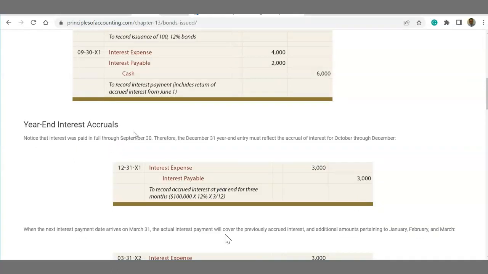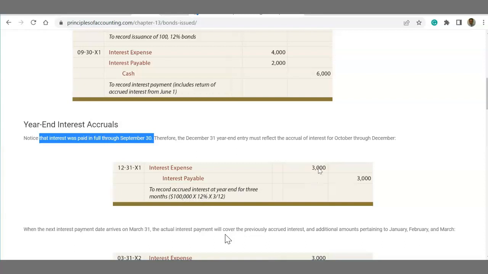Remember, here it says the last payment was in September, right? Therefore, at the end of the year, when you need to prepare financial statements, as a corporation you need to recognize that whatever happens in 2021 needs to stay in 2021. So the December 31st year end must have an accrual adjusting journal entry for $3,000, which is October, November, December: 3 out of 12 months times 12% times $100,000 bonds.